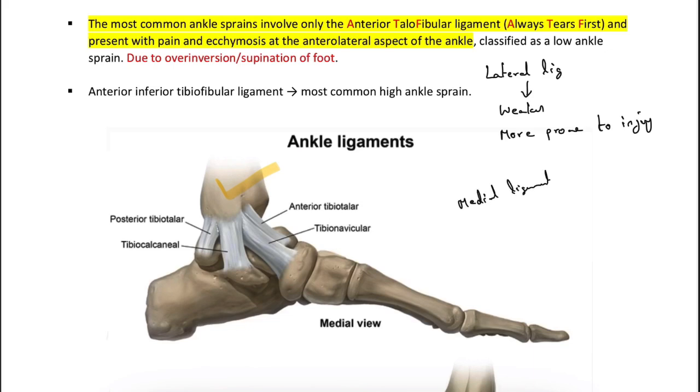Medial ligaments are also called deltoid ligaments. They are very strong. Okay, so this is the main thing.